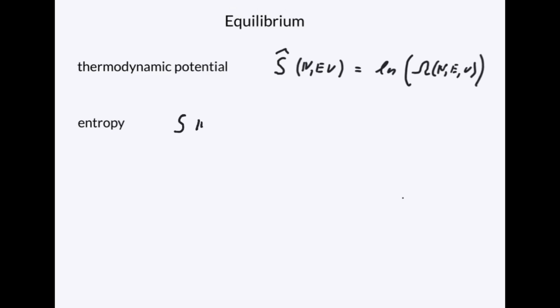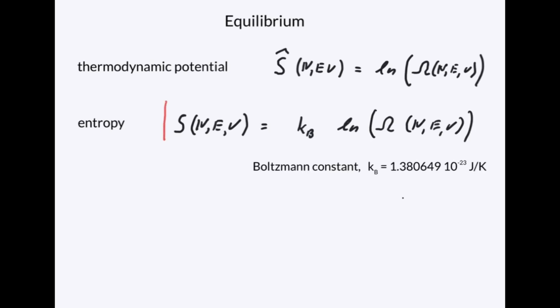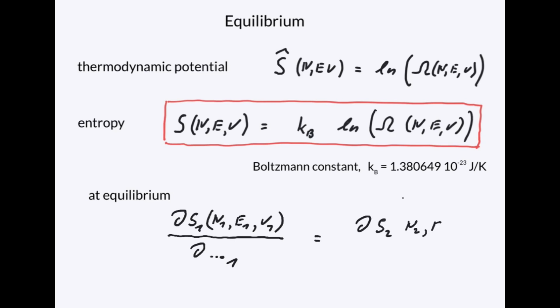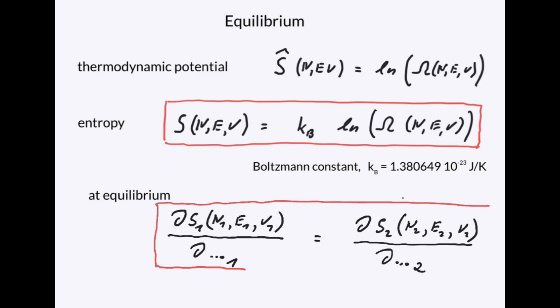S hat is directly proportional to the entropy of the system. The entropy S as a function of N, E, and V is given by k_B times the logarithm of the partition function, where k_B is Boltzmann's constant, having the units Joule per Kelvin. To summarize, two systems are in equilibrium if the partial derivatives of their entropy with respect to any of its variables are equal.